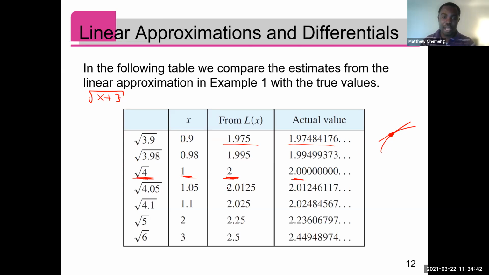Now, one other thing to note here is the closer you are to the point of tangency, the better your approximation is. And the farther you go, the worse your approximation will be. So as you can see, since the point of tangency here is at the square root of 4, as you get farther and farther away, the approximation worsens. The closer you are to the point of tangency, the better your approximation is. Okay, and that's all on this.